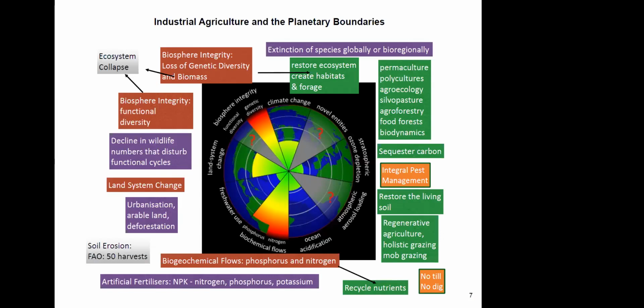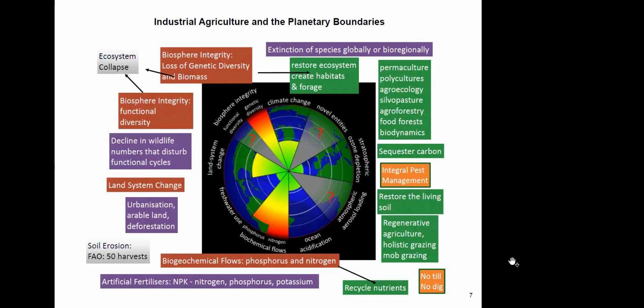Now, of course, given that an ecosystem, as I've just shown you, requires a wide diversity of species interacting with each other to remain healthy, the loss of all of these species is potentially leading us to what's called ecosystem collapse. And that then leads to a collapse of the functional cycles, which means that it affects our ability to produce food.